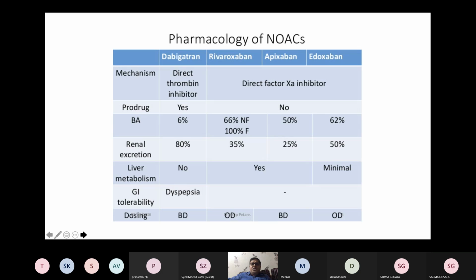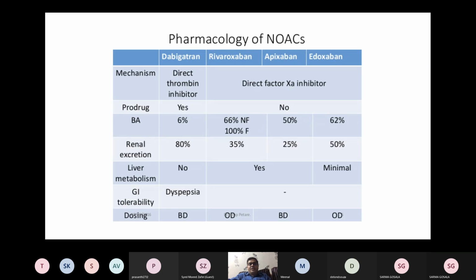So as compared to other NOACs, how do these fare in terms of pharmacology? The direct factor Xa inhibitors like rivaroxaban, apixaban, and edoxaban, the bioavailability is much more as compared to, I think, and there is no pro-drug involved in these two drugs. They are the active drugs themselves. Renal excretion is 80% in dabigatran, whereas compared to rivaroxaban it is 35%, 25% in apixaban, and edoxaban 50%.